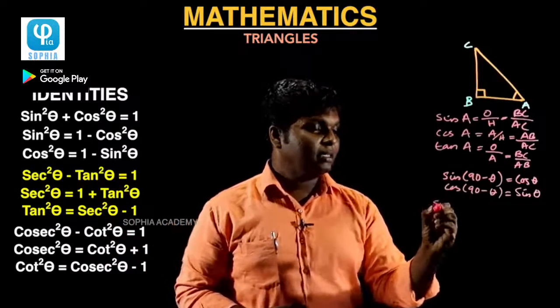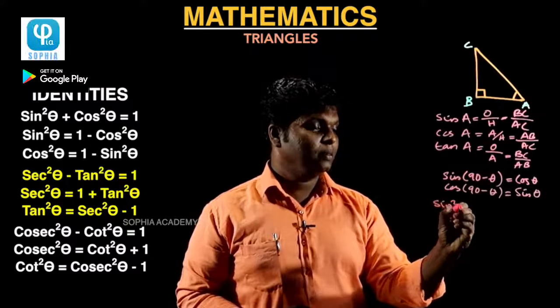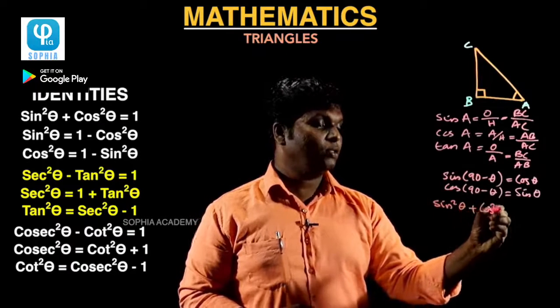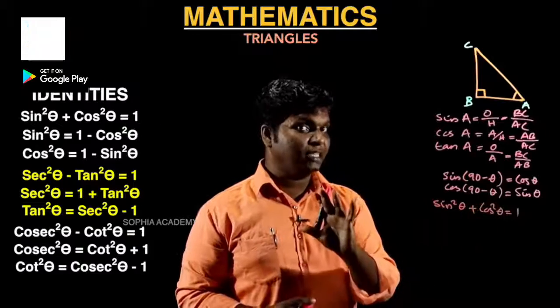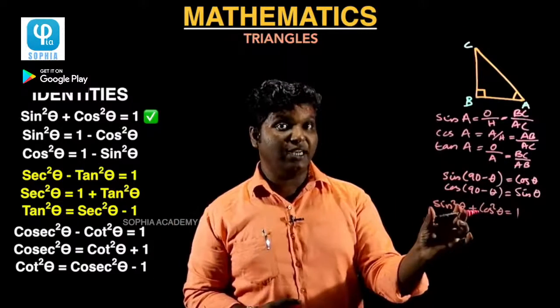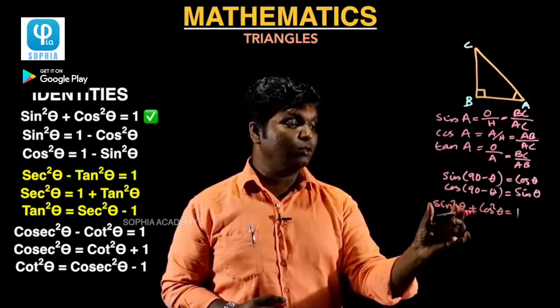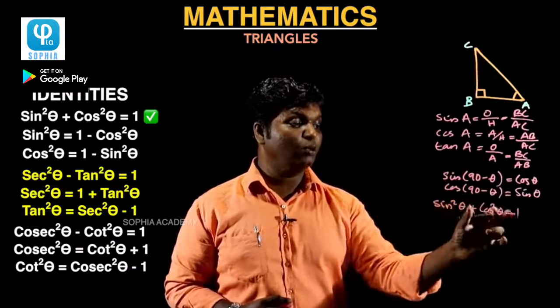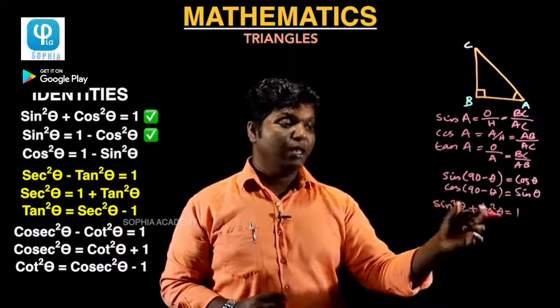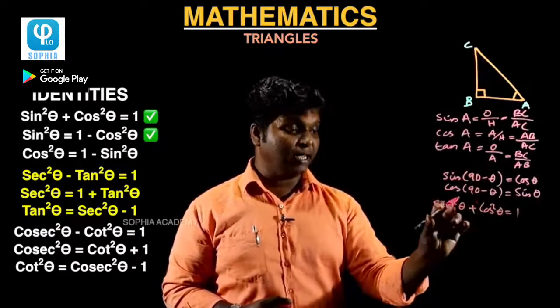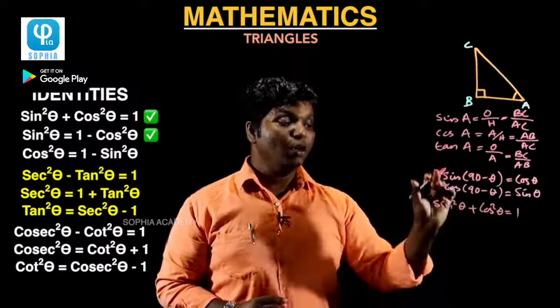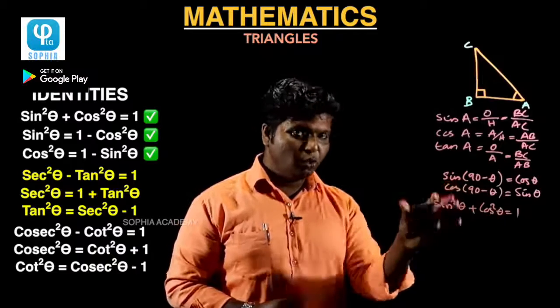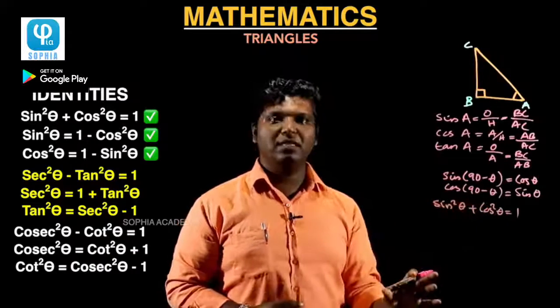That is sine square theta plus cos square theta is equal to 1. That is the first thing. From this one you can find sine square theta. Taking the cos square theta to that side, sine square theta is equal to 1 minus cos square theta. Like that, taking the sine square theta to that side, cos square theta is equal to 1 minus sine square theta. So those 3 equations will come from this single equation.